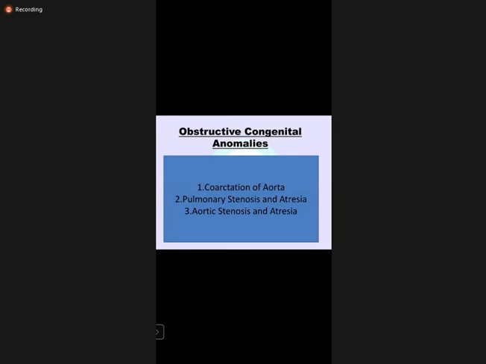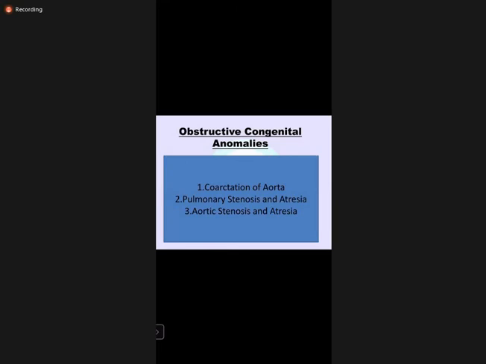The last anomalies include the obstructive type of congenital anomalies. There are two different types of obstructive congenital anomalies. One is stenosis. Stenosis means partial obstruction of the structure, and atresia means complete blockage or complete obstruction of the structure. So these congenital anomalies include coarctation of the aorta, pulmonary stenosis and atresia, and aortic stenosis and atresia.